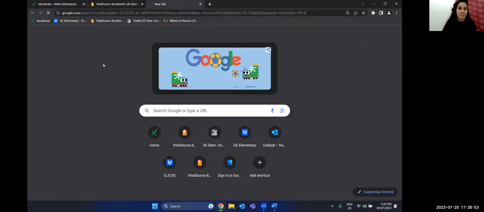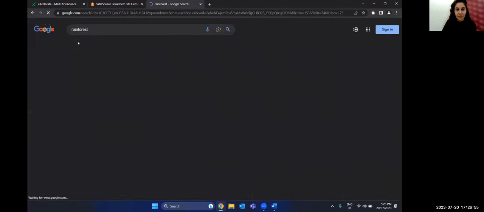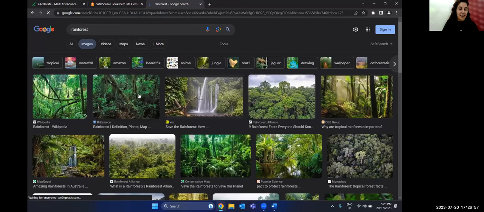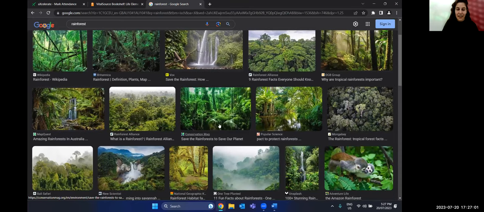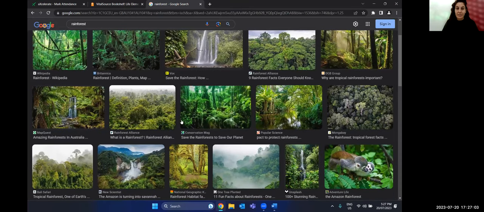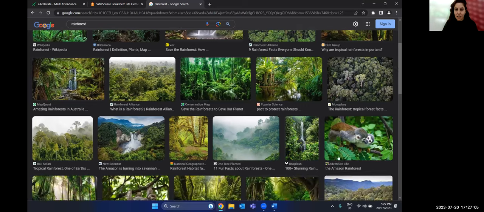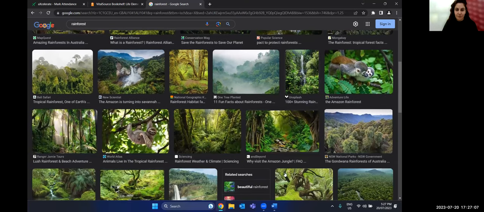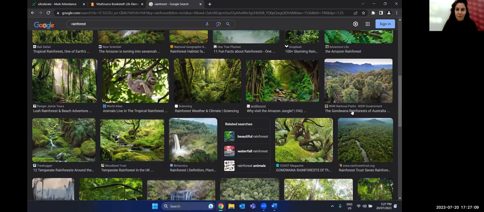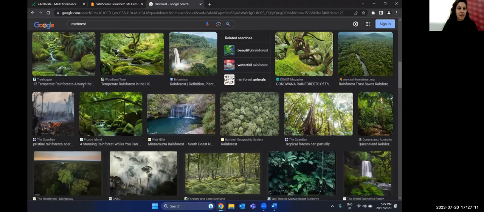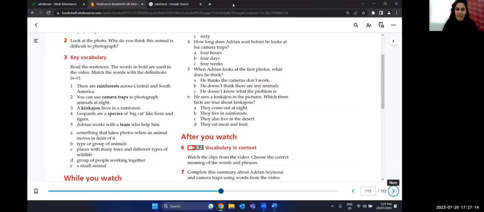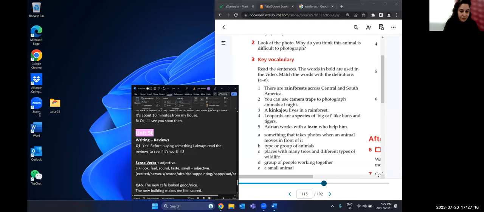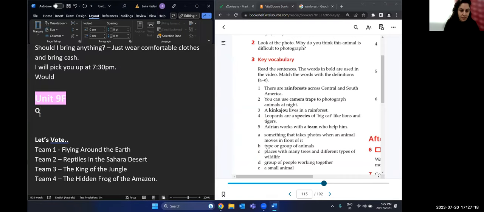Rainforests. I love to go to South America to see these ones. I love the Amazon. So that's a rainforest. Okay, so number one is number one C.